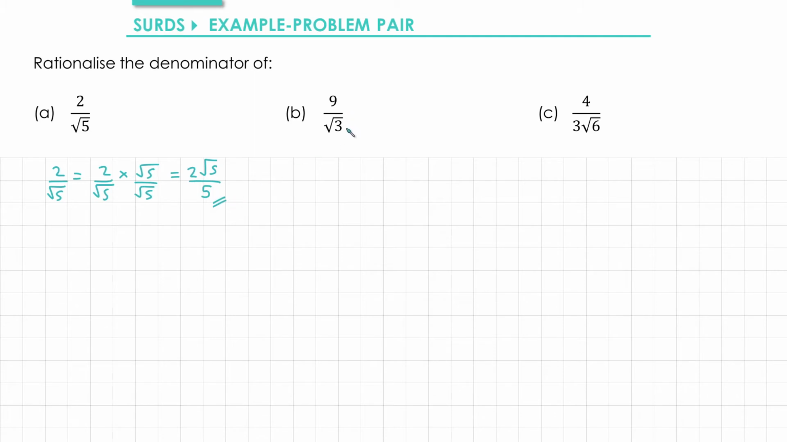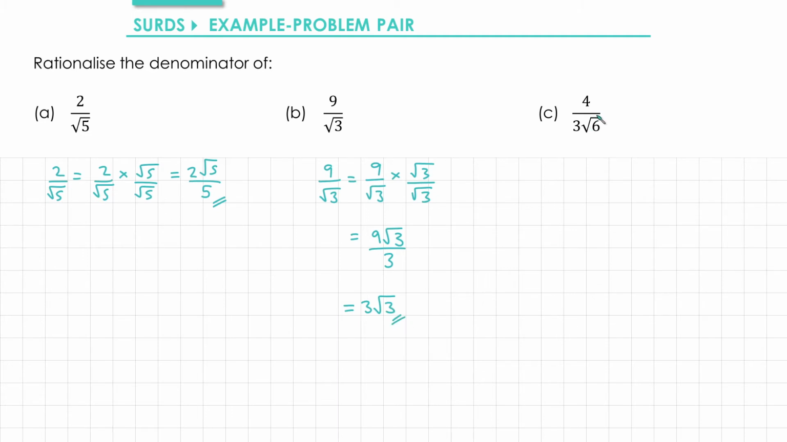In part B, we've got 9 over root 3. This is similar to the last example. In this case, we're going to multiply by root 3 over root 3. Again, that's still multiplying by 1. This time, we get 9 root 3 on the top, and root 3 times root 3 gives us 3. This time, however, we can simplify further because 9 divided by 3 simplifies to 3. So we can write this as 3 root 3.